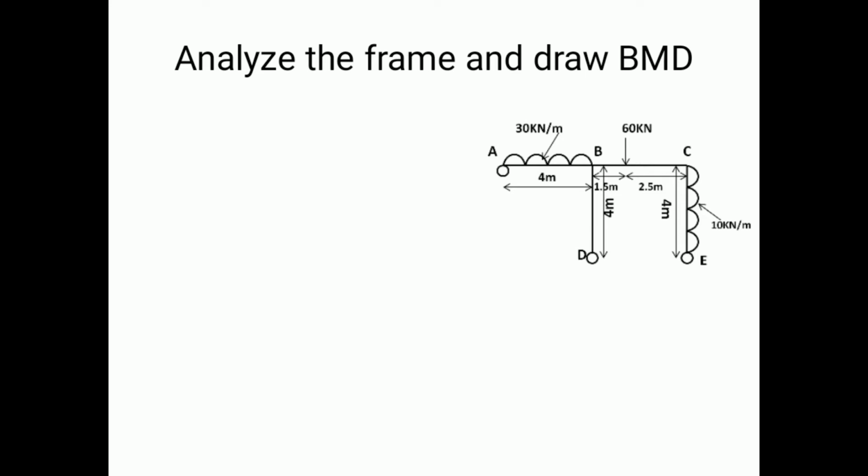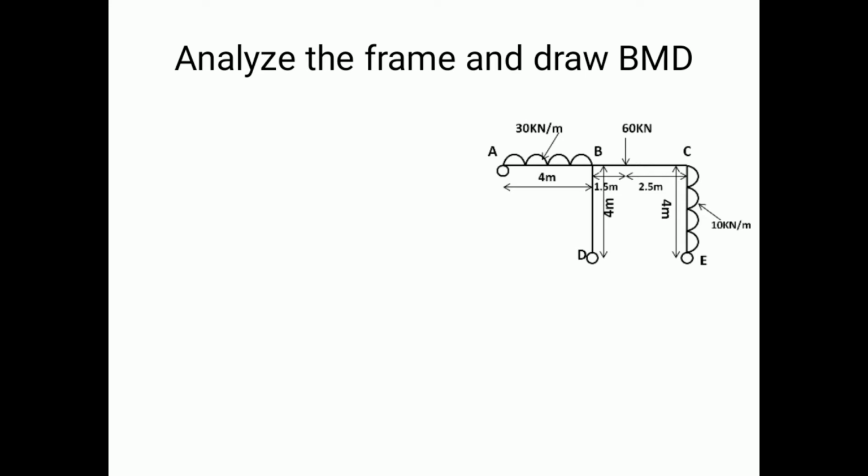You can just observe the sketch. So this is a typical frame, wherein B and C are the joints, and A, D and E are the supports. So these are the roller supports. AB is a span of 4 meters in length, which is subjected to a uniformly distributed load of 30 kilonewton per meter.